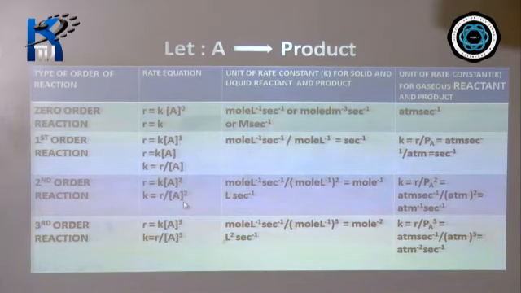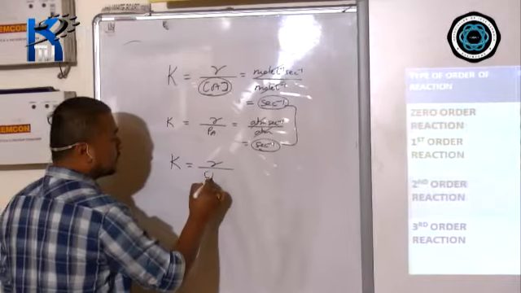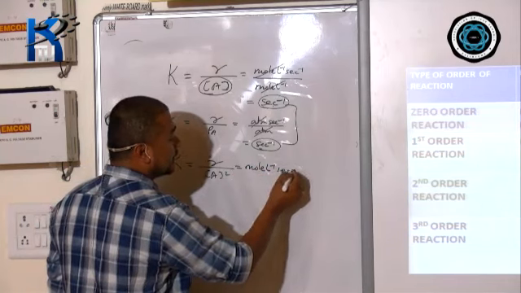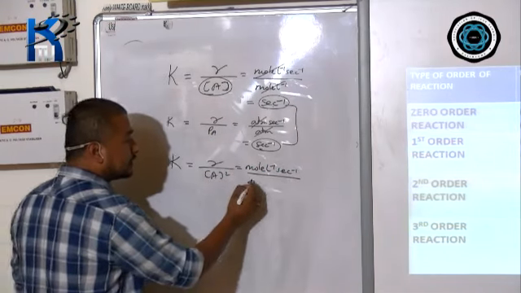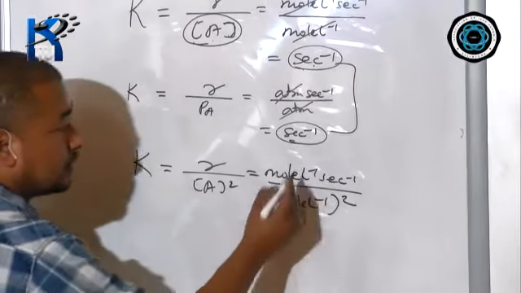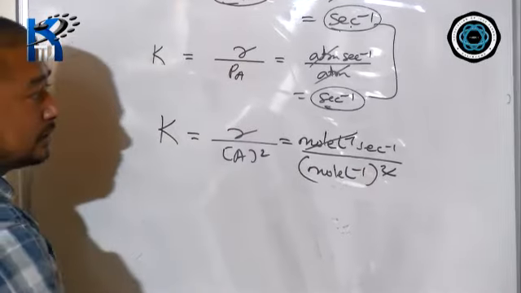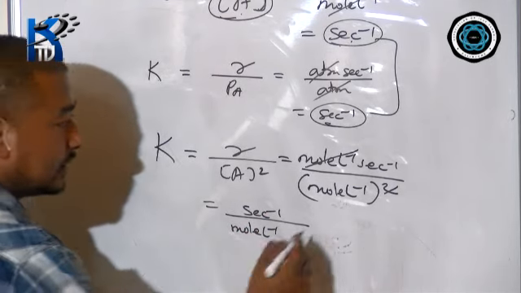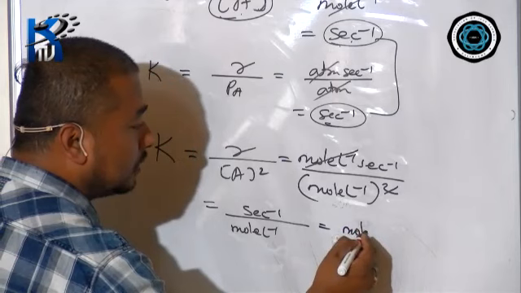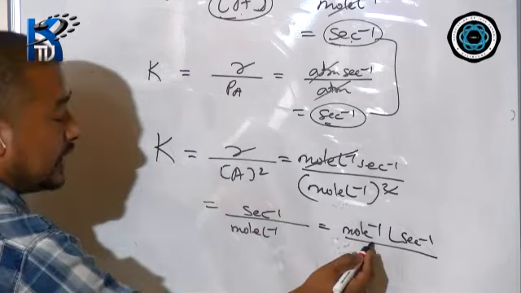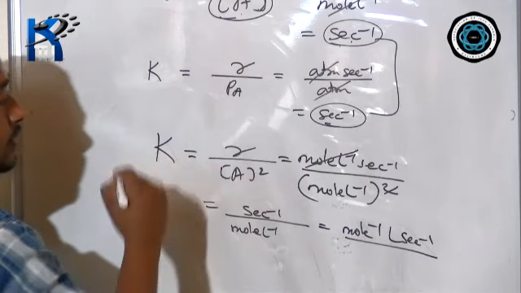Now, how to solve? Let us see out here now. For a second order reaction, K is equal to R upon concentration of A square. The unit of R for solid and liquid is mole liter inverse second inverse, and for concentration is mole liter inverse. But since it is square, it will be whole square. So, mole liter inverse will get cancelled with one. What remains is second inverse up, and down is mole liter inverse. As it goes up, it becomes mole inverse, and liter inverse goes up, becomes liter second inverse. So, this is the unit of K for solid and liquid for second order reaction.